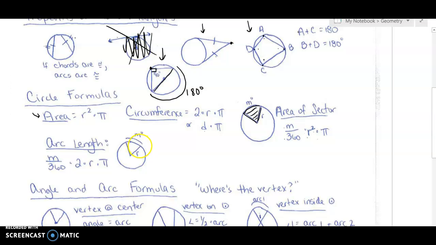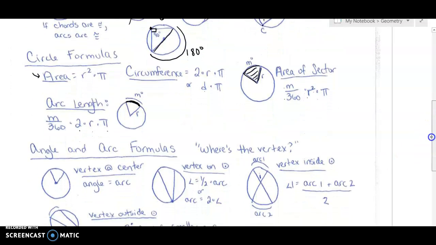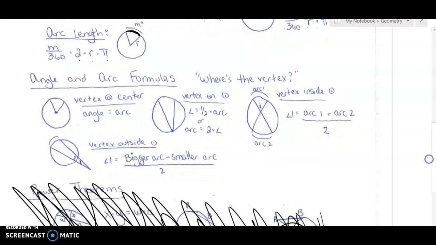Arc length is finding the distance from one part of the circle to the other. All right, so it's measuring the distance of this arc. And to do that, you do the measurement of the arc over 360 times 2 times radius times pi. So you just need the radius, the measurement of the arc, plug it in, use your calculator, and you should be all set.